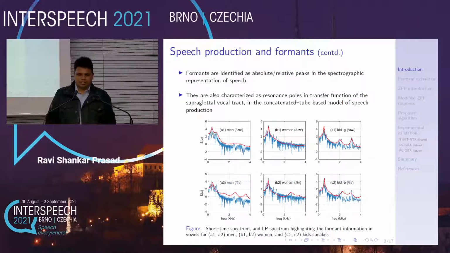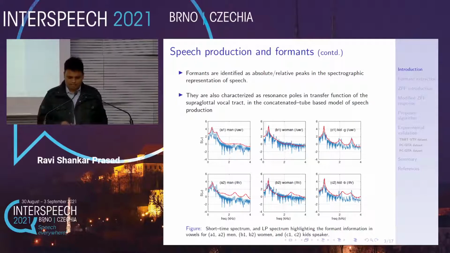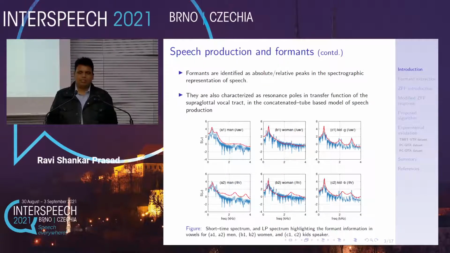So both these definitions are aptly chosen by different modeling techniques, and here we can see that in this case we have the DFT spectra along with the autoregressive spectra obtained for different speakers, the male, female, and child speaker, and for different vowels. We can see that appropriately formants from both these definitions mostly align.